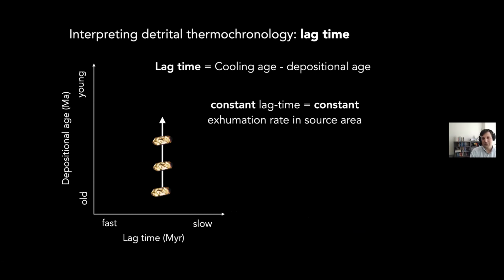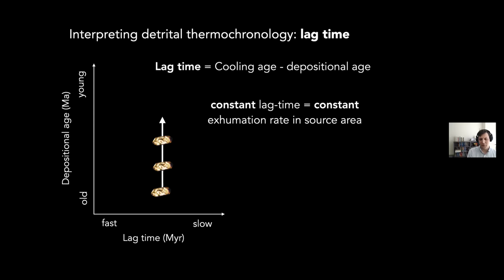So lag time is simply defined as the cooling age minus the depositional age, and these should be determined independently. In the results that I'll be showing, the depositional age is determined biostratigraphically. It could also be determined from magnetostratigraphy or other constraints on depositional age. Conceptually, the lag time is the time it takes for a mineral to be exhumed to the surface at the time that it was exhumed. So you're subtracting out the time that it has resided in a basin since it was exhumed.